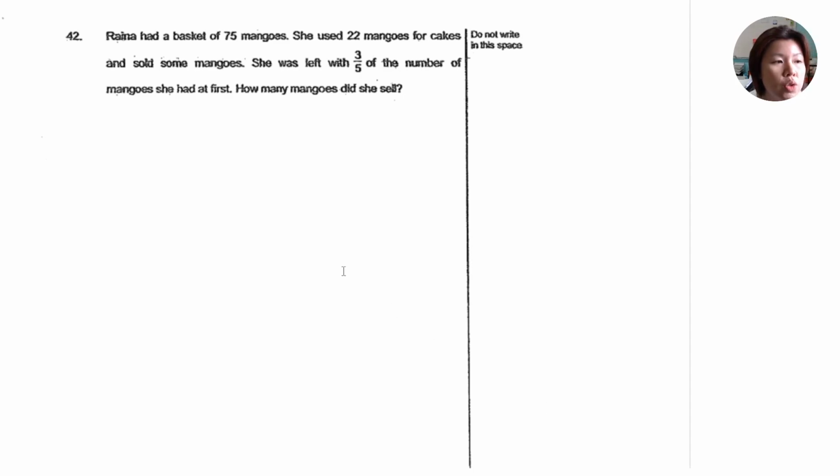Okay, let's move on to question 42. Rina had a basket of 75 mangoes, so she used 22 mangoes for cakes and sold some mangoes, and eventually she was left with 3/5 of the number of mangoes she had at first. So we can actually draw a model. We can draw 5 units.